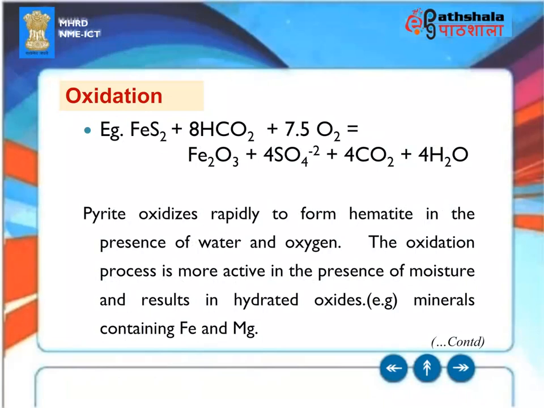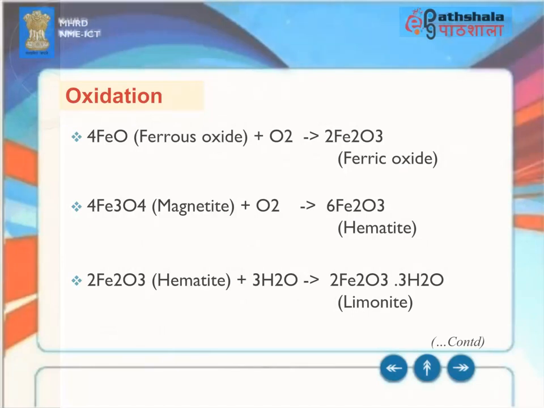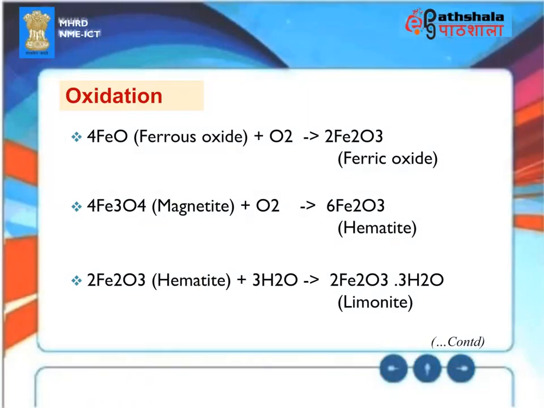Example, FeS2 + 8HCO3- + 7.5 O2 = Fe2O3 + 4SO4^2- + 4CO2 + 4H2O. Pyrite oxidizes rapidly to form hematite in the presence of water and oxygen. The oxidation process is more active in the presence of moisture and results in hydrated oxides. Example, minerals containing iron and magnesium. 4FeO (ferrous oxide) + O2 converts into 2Fe2O3 (ferric oxide).